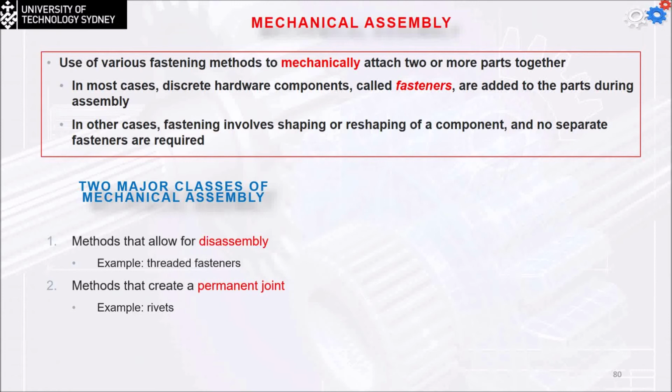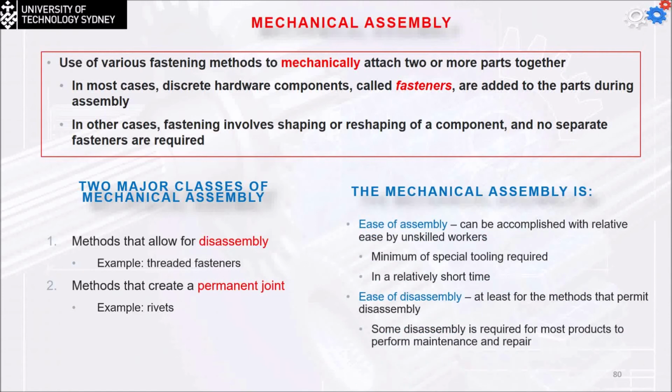The mechanical assembly is the ease of the assembly, which can be accomplished with relative ease by unskilled workers. We're going to have minimum special tooling required, and it is going to be done in a relatively short time. Also, we have to ensure the ease of the de-assembly process, by at least using methods that permit de-assembly. Some de-assembly is going to be required for most products to perform maintenance and repair. You don't want to weld the parts of the engine car together because you have to de-assemble it later.